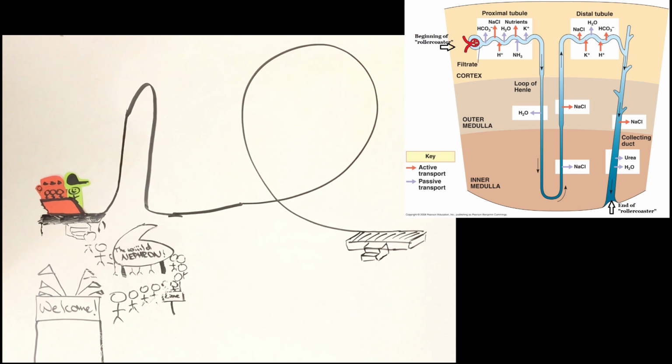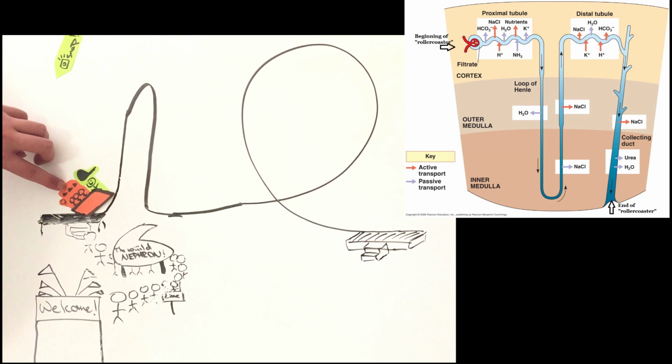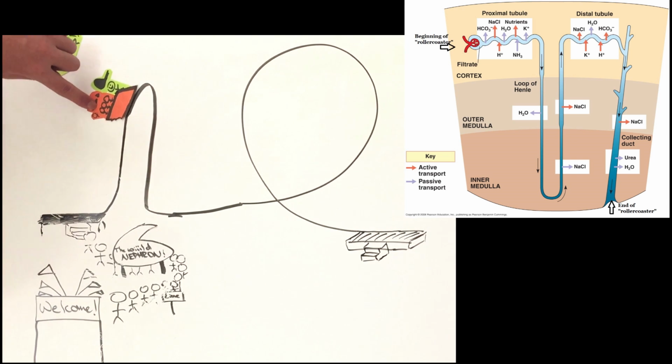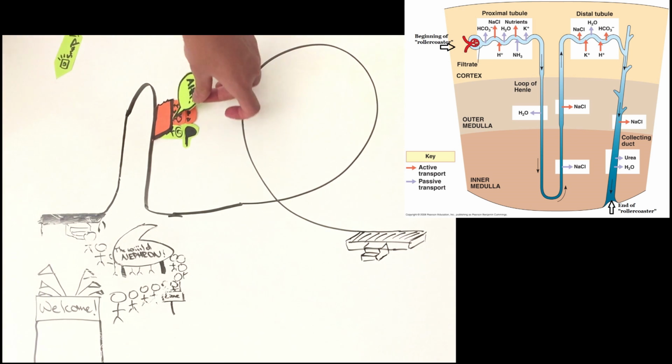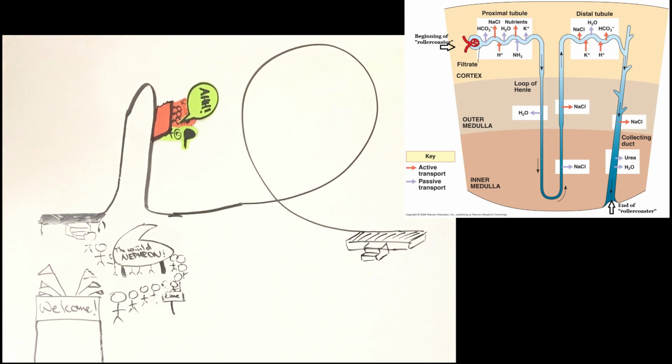You quickly take a photo to remember this moment forever. This photo represents hydrogen getting into the blood. Then the ride starts, and you're traveling up the steep incline. All of a sudden, you plunge forward. This plunge represents the loop of Henle, and your screams are ripped out of your throat as you travel straight down the track. These screams represent water leaving through osmosis, which leaves the blood supersaturated.